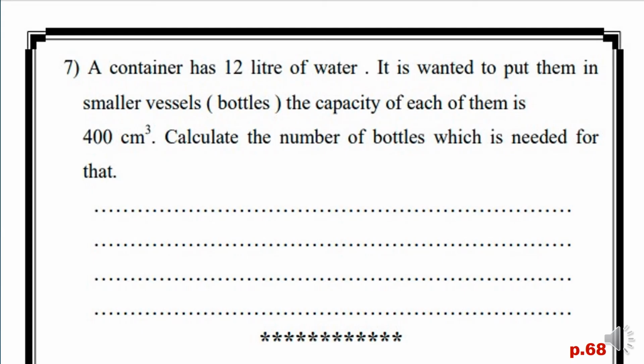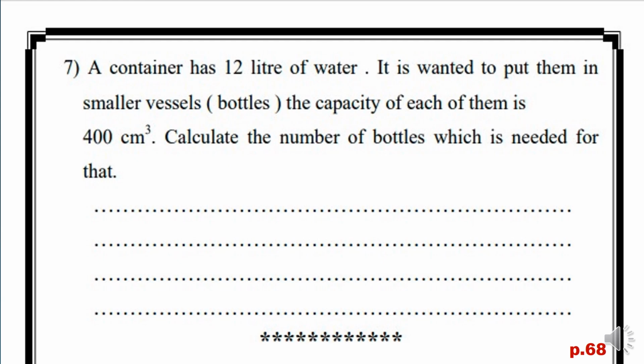Booklet page 68. Number 7. A container has 12 liters of water. It's wanted to put them in smaller vessels or bottles. The capacity of each of them is 400 centimeter cube. Calculate the number of bottles which is needed for that.